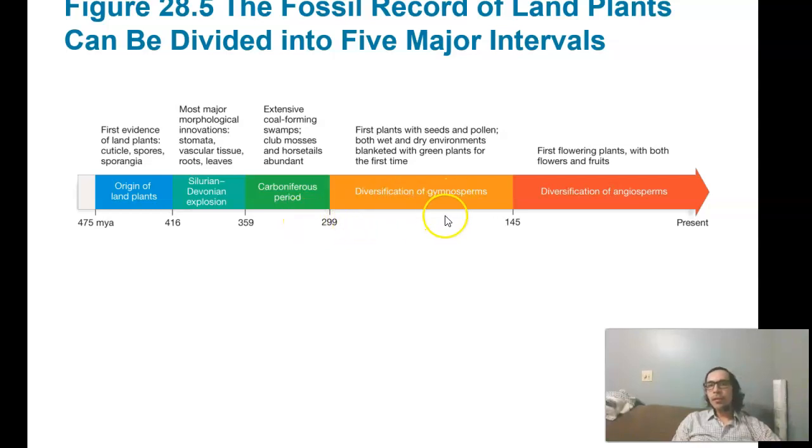And then we have the diversification of gymnosperms. Here's where the first plants with seeds and pollen began to spread out. So now they weren't just limited to wet environments. They were now present in dry environments. And then we have the diversification of angiosperms, which is still occurring. These are flowering plants with both flowers and fruits.